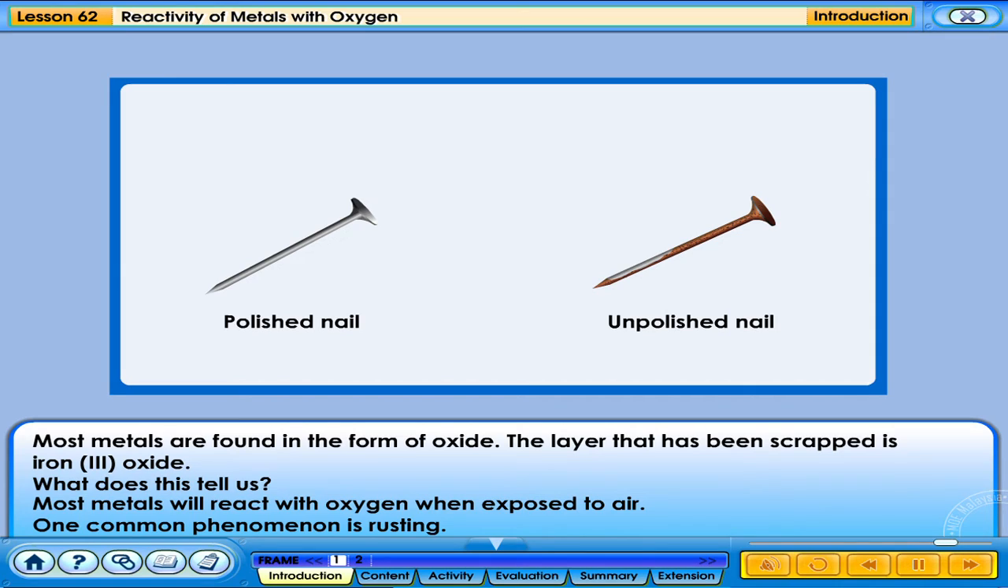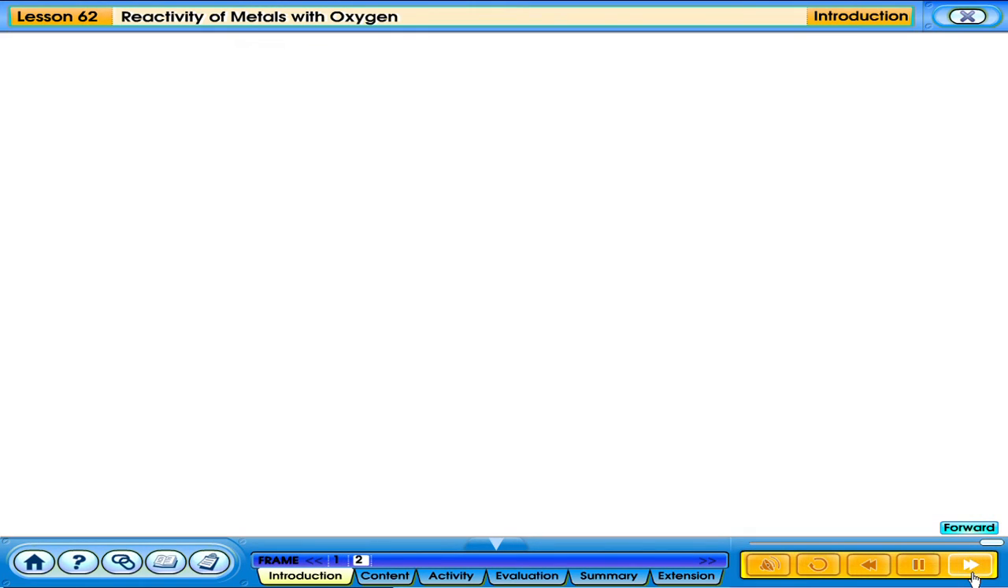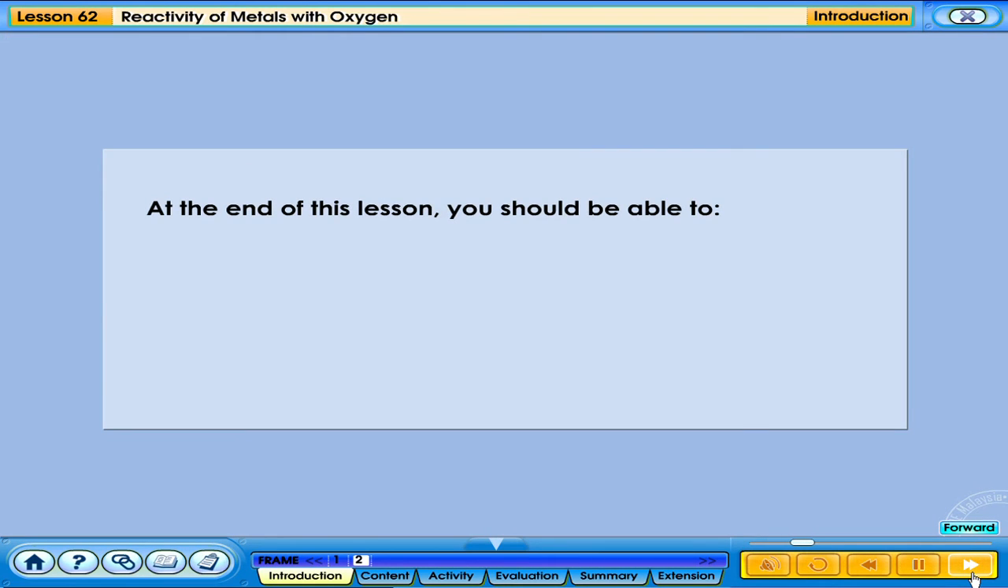Most metals will react with oxygen when exposed to air. One common phenomenon is rusting. At the end of this lesson, you should be able to describe the reactivity of metals with oxygen.